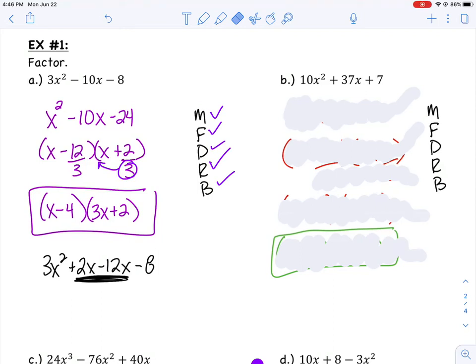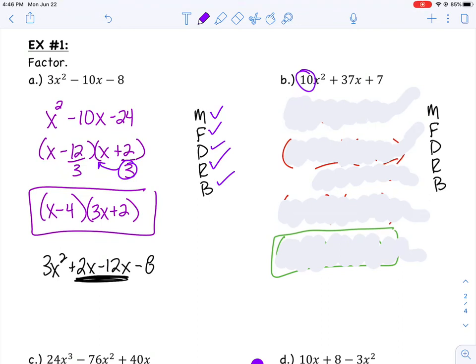Let's practice another one. Looking at B. It's in order. I don't think there's a GCF between 10, 37, and 7. And it looks like there's 3 terms, and not only 3 terms, but there's 3 terms with that number in front. So that's our clue that it's going to be bottoms up. My friend doesn't read books.